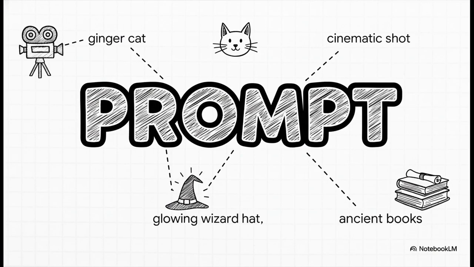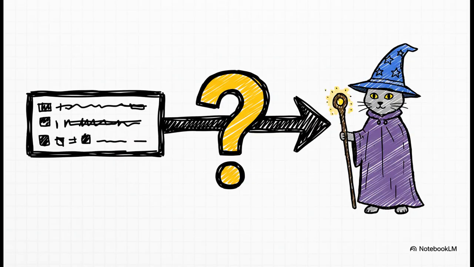Okay, so just look at this prompt. We're not just asking for a cat, we're asking for a whole vibe. It's gotta be photorealistic, cinematic. It needs a glowing wizard hat and ancient books. I mean, this is a seriously creative request. How on earth could a machine possibly understand all that nuance? And yet, from those few words, we get this. A totally new, completely original image that somehow nails every single one of those details.